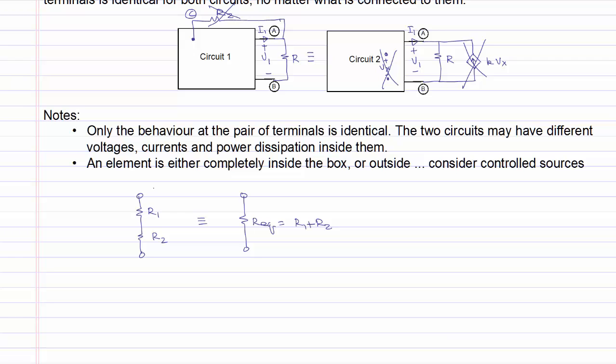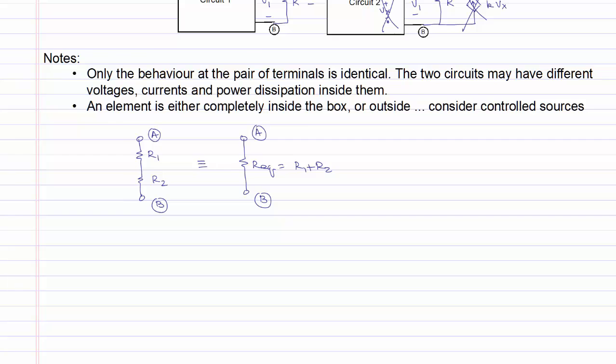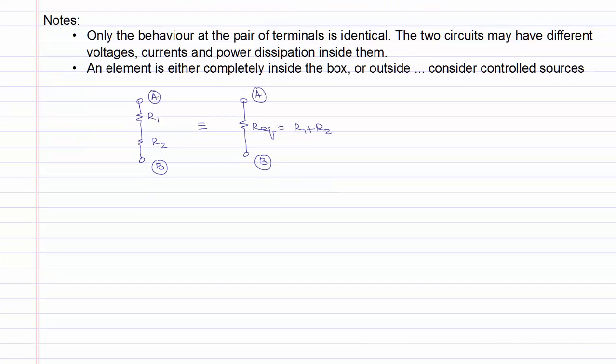Note that we have two terminals A and B at which these circuits are equivalent, and if we replace one circuit by the other, then we will not be able to tell the difference between the behavior at the terminals A and B between the two circuits. We will look at more complex circuits and their equivalents next.